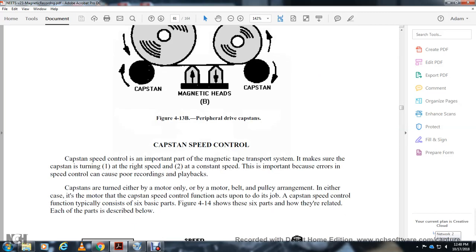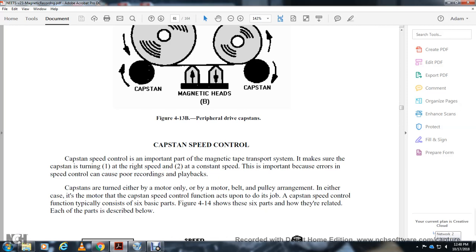Capstan speed control is important in the magnetic tape transportation system. The capstan determines the right speed, keeping it constant. The speed control covers recording and playback, keeping the capstan turning at constant speed, either with the motor only or by a motor with belt or pulley arrangement. Either way, the capstan speed control function acts upon the motor to do the job.